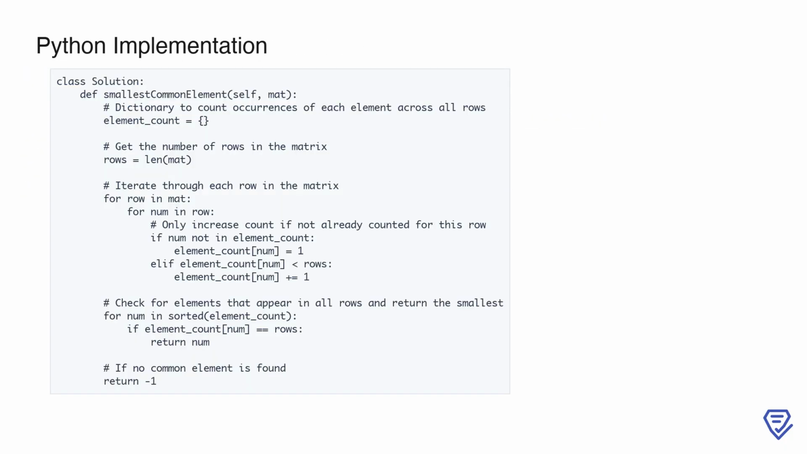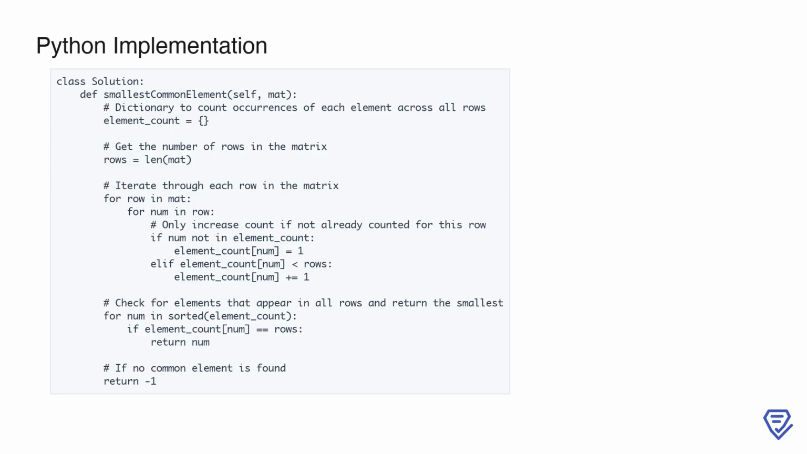This Python implementation solves the problem of finding the smallest common element in all rows of a sorted matrix. The approach utilizes a dictionary to track the occurrence of each element across rows and leverages the fact that the rows are sorted. 1. The smallestCommonElement function is defined within the Solution class. It accepts mat, a list of lists representing the matrix, as its input. 2. A dictionary, element_count, is initialized to store the count of each element encountered across all rows. 3. The variable rows is set to the total number of rows in the matrix. This helps us later determine if an element appears in all rows.